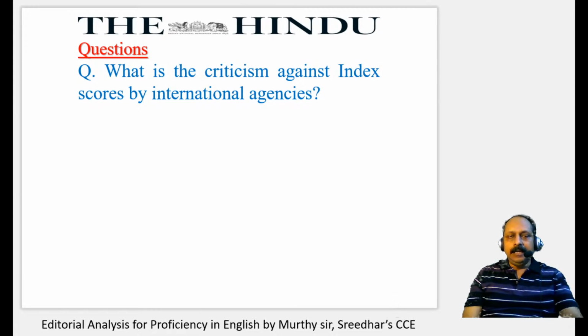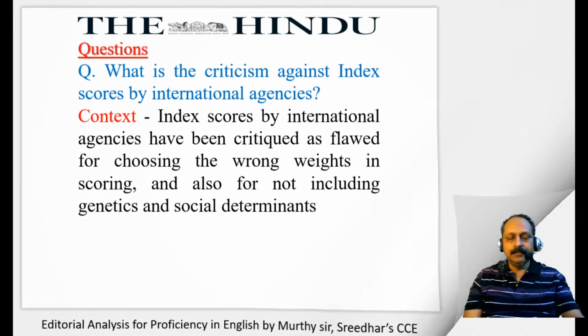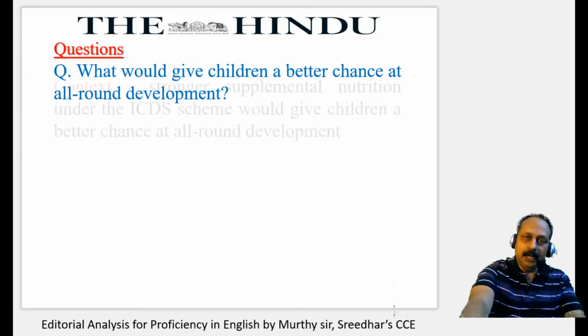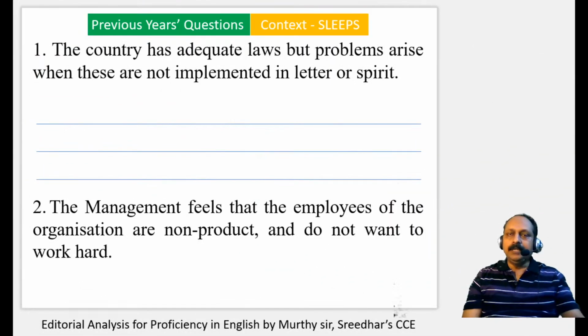What is a criticism against index scores by international agencies? There is some sort of criticism against scores by international agencies. What is that criticism? And what is the context? Index scores by international agencies have been critiqued as flawed. For what? For choosing the wrong weights in scoring, one dimension, and also for not including genetics and social determinants, another dimension. The last question, what would give children a better chance at all-round development? An important question. Stronger supplemental nutrition under the ICDS scheme would give children a better chance at all-round development. Easy to answer. This is all about the questions based on the editorial.